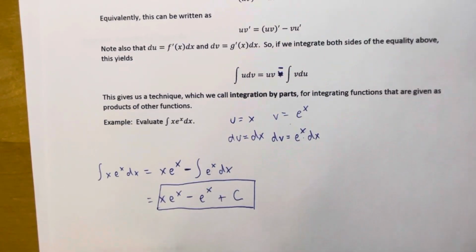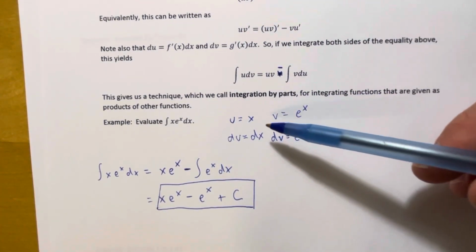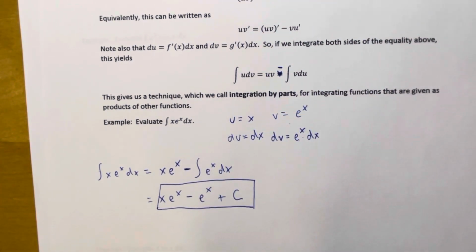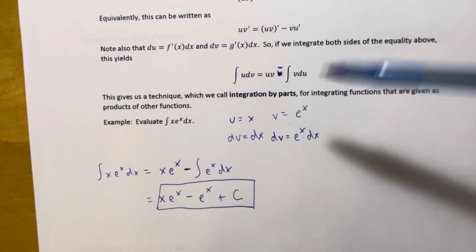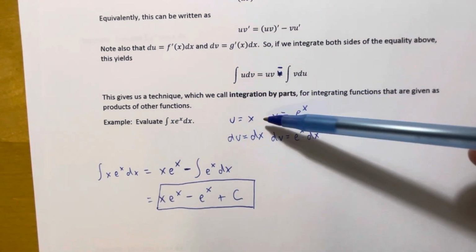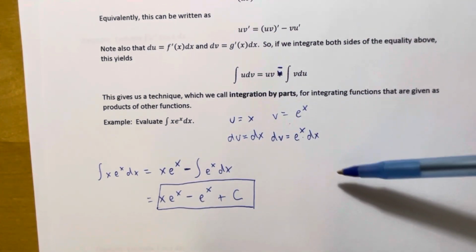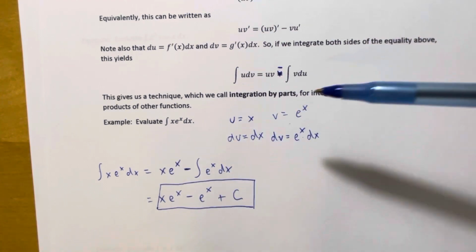Now, I want to return to my previous example really quick. I did mention before that the U and the dV were chosen strategically, and I didn't really say what the strategy was. So let's revisit this for a second. What was it about choosing U to be x and dV to be e to the x dx that made this work out so nicely?